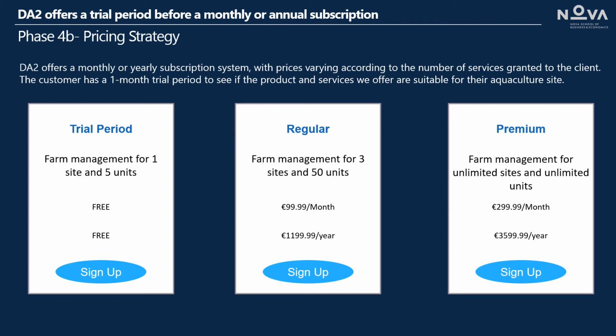Then they will be able to choose between the regular subscription, which comes with 3 sites and 50 units for 99.99 euros per month, or 1199.99 a year, or the premium, which comes with unlimited sites and unlimited units for 299.99 euros per month, or 3599.99 per year.